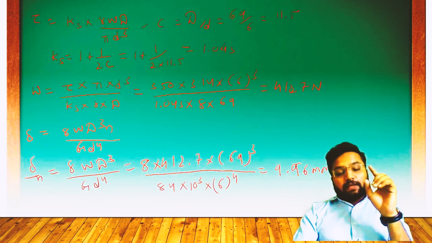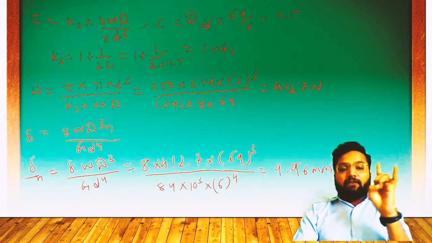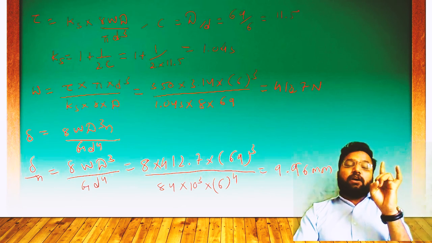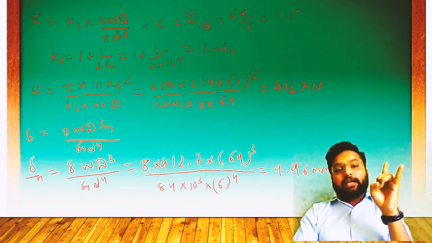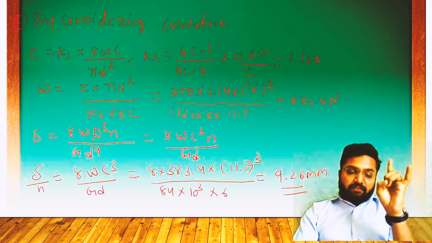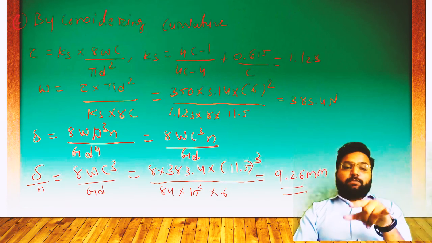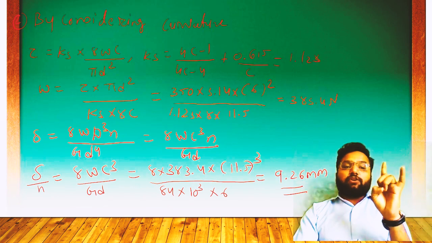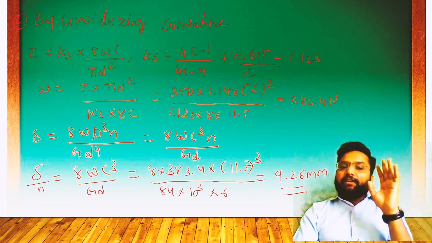Once again, there are two methods we have implemented in this example. One is without considering the curvature of the spring. In the second case, we have considered the curvature of the spring. Clear? In both cases, the value of Ks, which is the spring curvature constant, will be different.